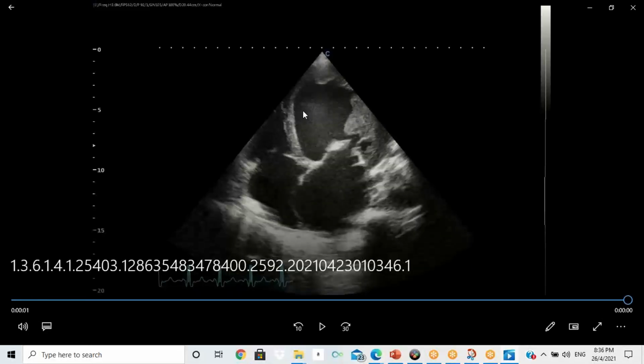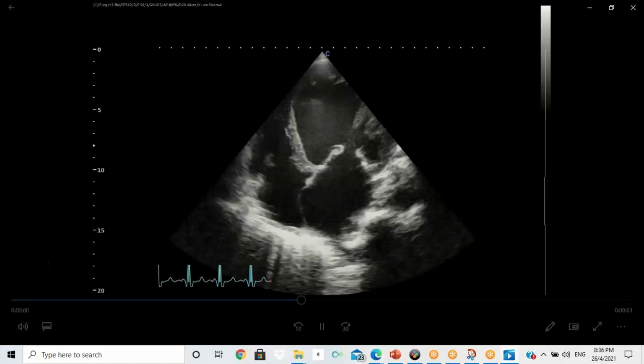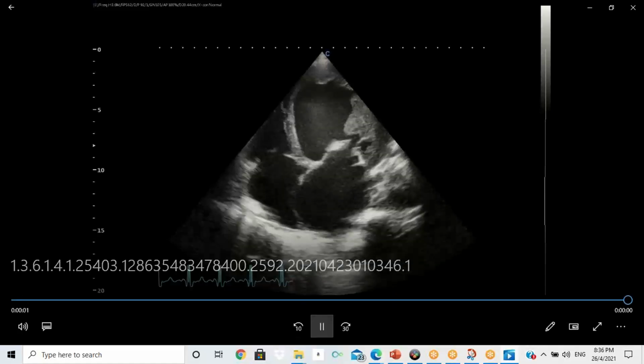And you can see the heart is not contracting. If you have seen a lot of normal hearts, right away you know this is abnormal. It's not contracting.